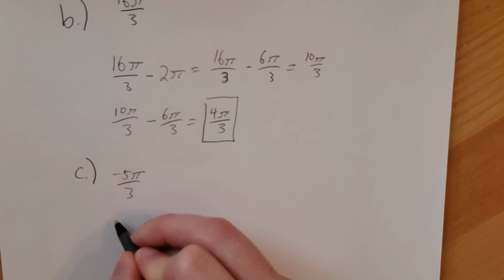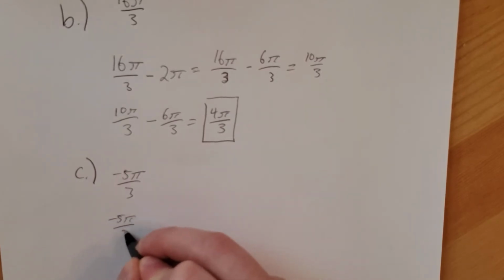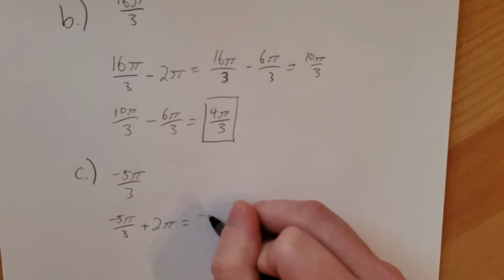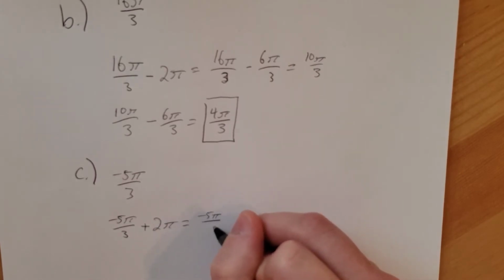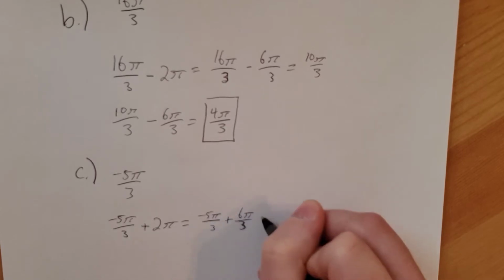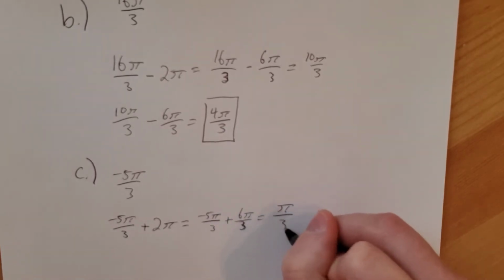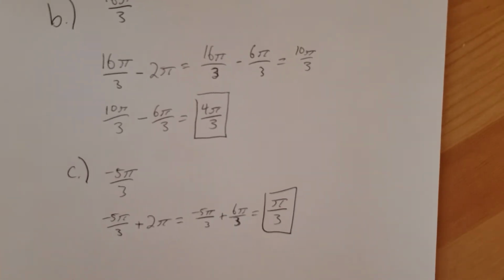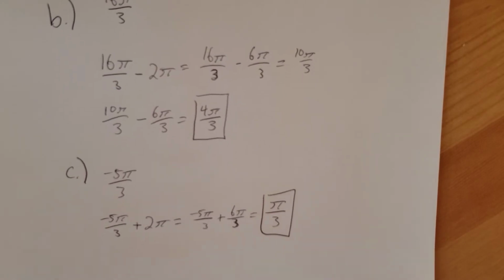Instead of subtracting 2 pi, now we should add 2 pi if we're trying to get something between 0 and 2 pi. So let's add 2 pi. And we get positive pi over 3, and that is between 0 and 2 pi. Okay. There's just one more type of example to cover today.